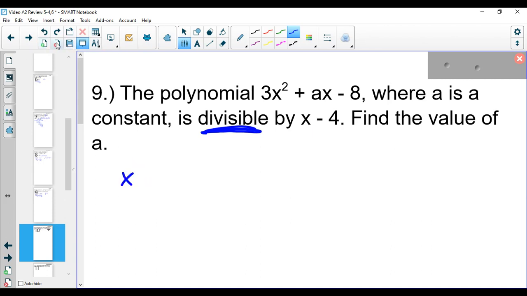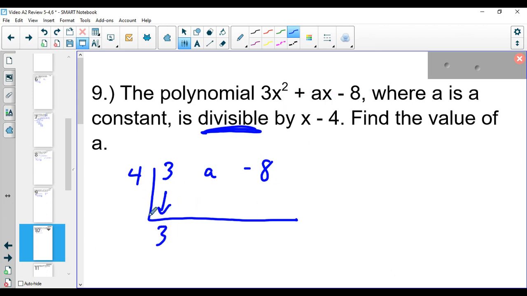Let me erase the x because we're not doing long division. We just need the real root of 4 out there. Let's divide synthetically. So x squared, it's a 3. The coefficient in front of x is a. And then the constant is negative 8. No missing terms, so we're good.